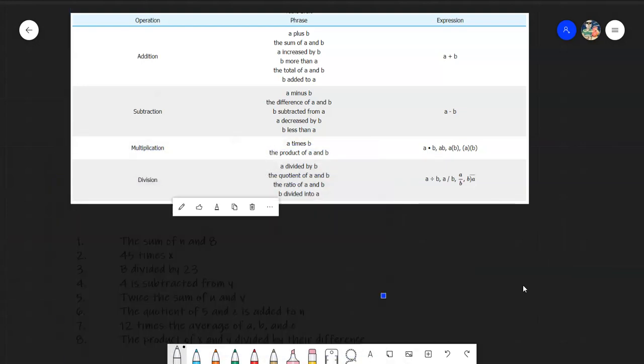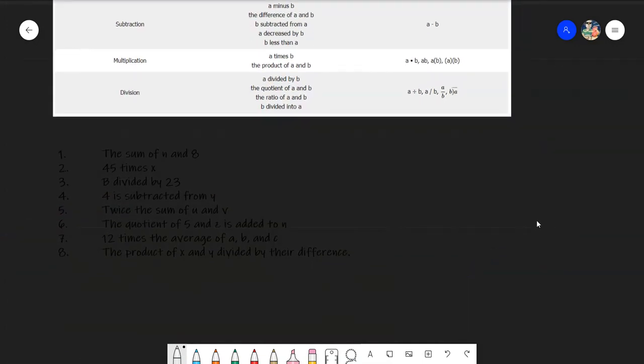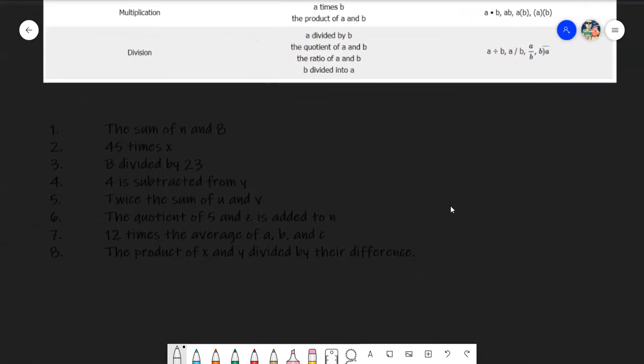For example, this one. You have the sum of n and 8. So let's try this given. The sum of n and 8. Since we are talking about the sum, this would definitely be addition. Now, since this is n and 8, and this is under addition, we can actually interchange that, but it's not advisable. You will only interchange depending on the prepositions. Whichever is first in this case should be first. So n plus 8.